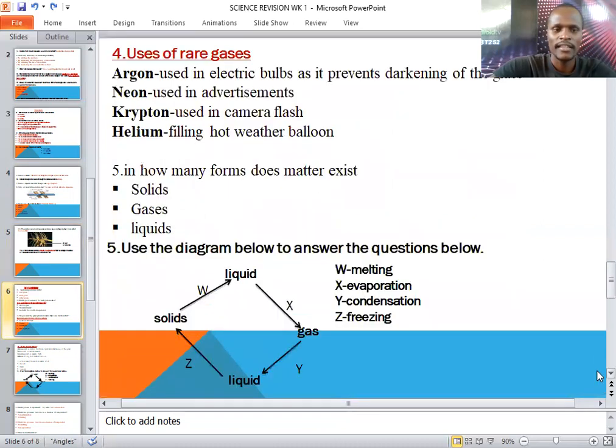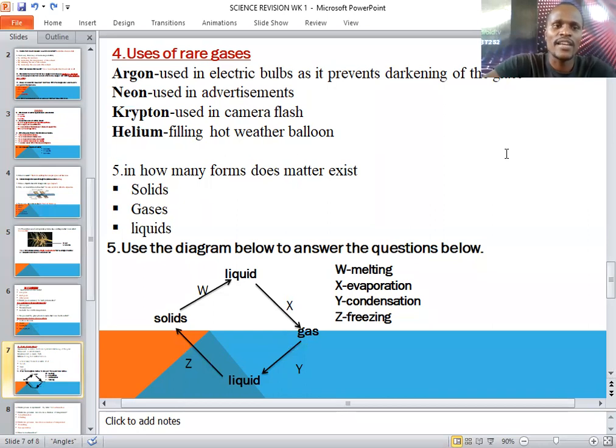Let's look at number 4. Number 4 was asking, I don't know how it was asked there, but I think they were asking which gas is used in bulbs, okay? Now we have the uses of rare gases here. We have argon. Argon is used in electric bulbs because it prevents the darkening of the glass, okay? That's why you can see the bulbs keep on burning every day, but you will not see such dark smoke because we have the argon gas that prevents that darkening of the glass. So argon is the one that is used in electric bulbs.